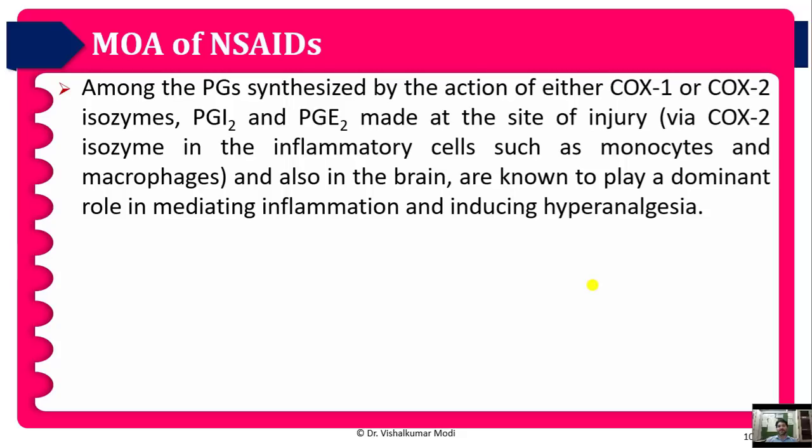Among the prostaglandins synthesized by the action of either COX-1 or COX-2 isoenzyme, prostaglandin I2 and prostaglandin E2 made at the site of injury via COX-2 isoenzyme in the inflammatory cells such as monocytes and macrophages and also in the brain are known to play a dominant role in mediating inflammation and inducing hyperalgesia.